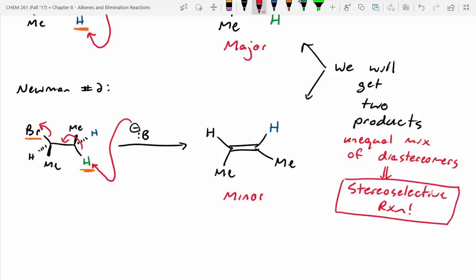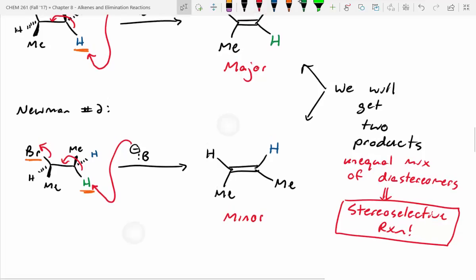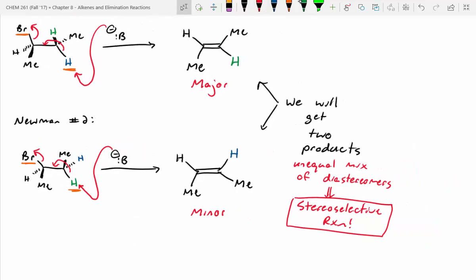So there are some E2 reactions that are stereospecific based on the nature of the beta protons, meaning you only have one. And then there are some where it's selective, meaning you've got multiple beta protons to select from, but you might not get an equal mixture of products out of it, right? It's going to be an unequal mixture. So this would be a good example of a stereoselective reaction. Does that make sense? Yep.